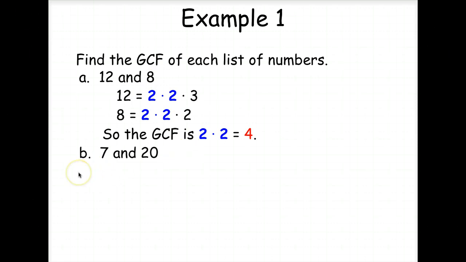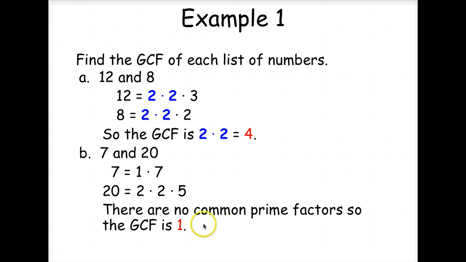Let's look at 7 and 20. Well, 7 breaks down as 1 times 7. 20 is 2 times 2 times 5. So looking at the prime factorization, nothing is the same. So there are no common prime factors. The greatest common factor for these two numbers is 1.